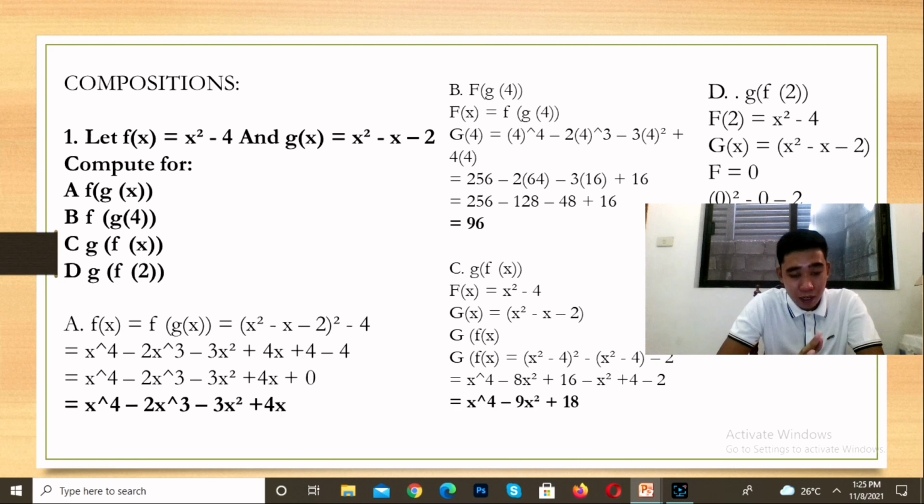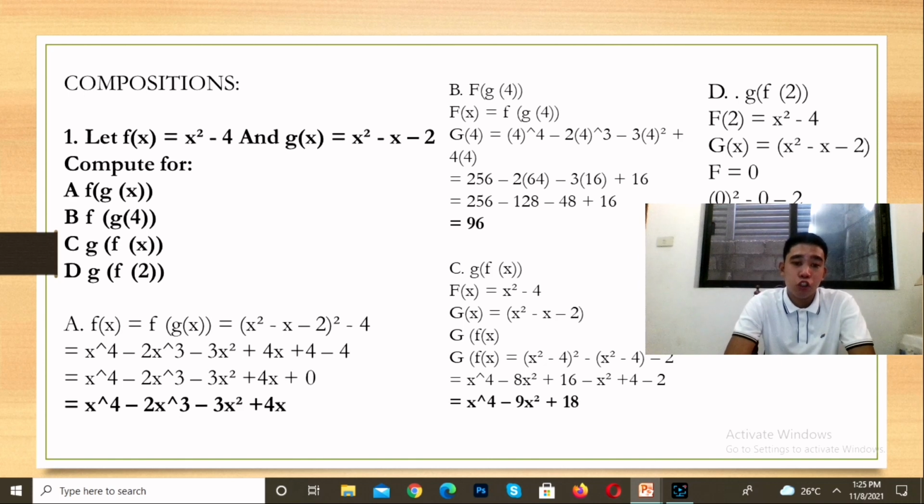So, yung dulo, unahin muna natin. 4 minus 4, ibig sabihin nun, 0 na yon. Kaya wala na. So, x raised to 4 minus 2x cubed minus 3x squared plus 4x plus 0. So, the final answer will be x raised to 4 minus 2x cubed minus 3x squared plus 4x. Alisin din 0. Tapos sabihin naman, f of g of 4.